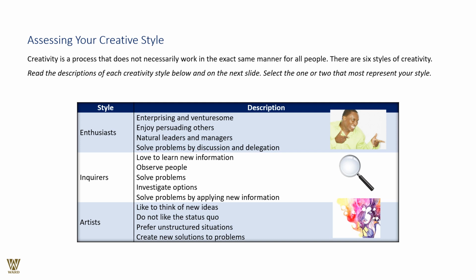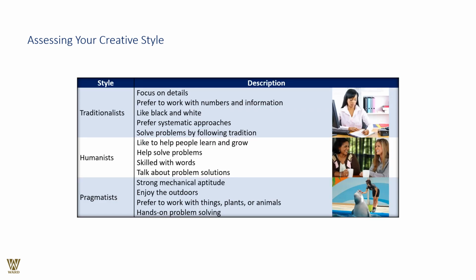They think of new ideas. They do not like the status quo. They would like to challenge what is happening, and prefer unstructured situations as the case might be. This is what I keep on saying, creating a solution to the problem. The next three styles of creativity are the traditionalist, being focused on details, preferring to work with numbers as the case might be. You are looking to solve problems by following the traditional style. Be humanistic, like to help people, to learn, to grow.